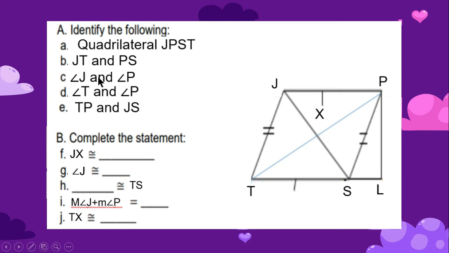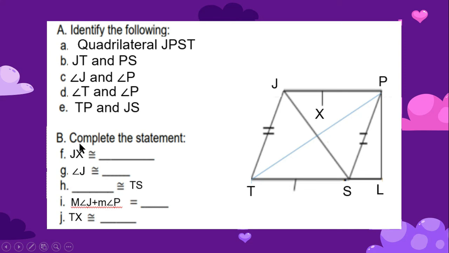Angle J and angle P. They are consecutive angles because they are magkatabi, and they are supplementary. And then angle T and angle P, they are opposite. A pair of opposite angles. And then the last one, TP and JS. So we formed diagonals. So they are diagonals.